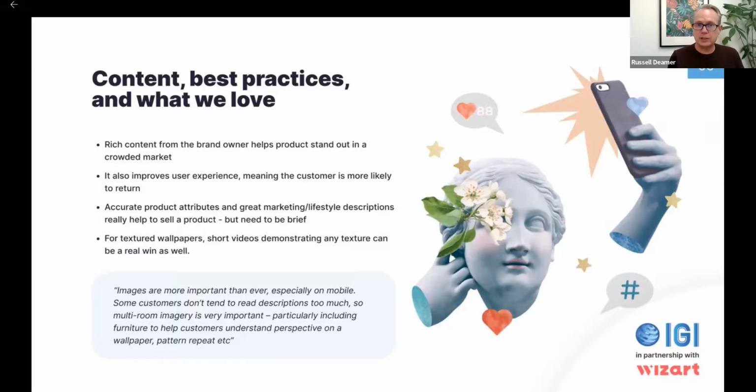Obvious things like product attributes and lifestyle descriptions really do help to sell product. And of course, in the wallpaper market, where we've got texture on wallpapers as well, short videos demonstrating texture can be a real benefit.